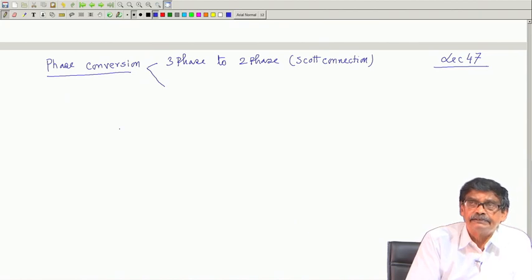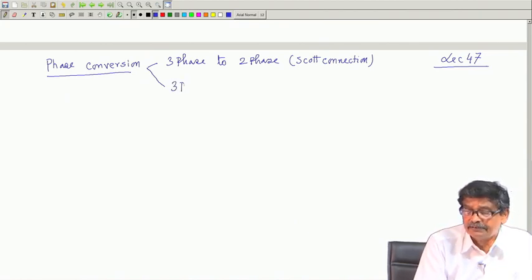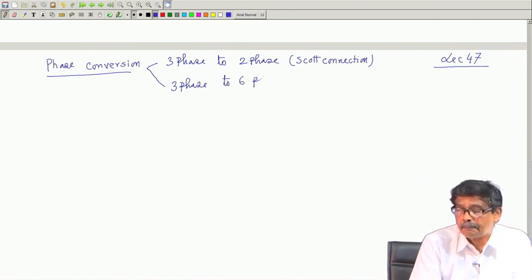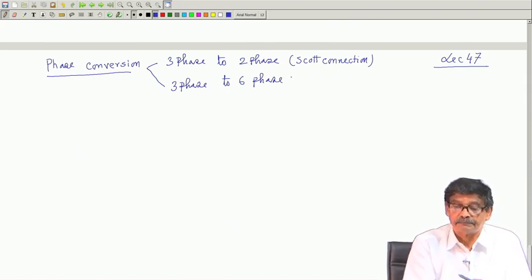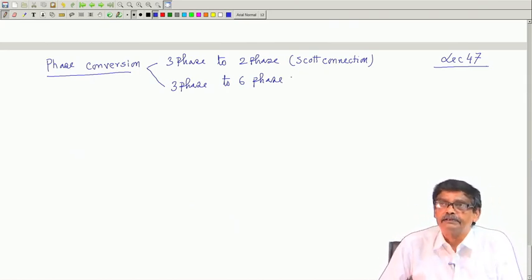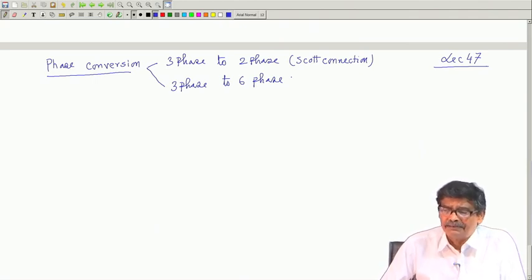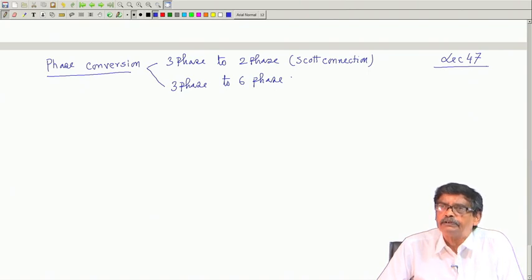Similarly, another connection is 3 phase to 6 phase conversion. A 3 phase supply is there, and you require a 6 phase supply. There are motors which are 6 phase. 3 phase balanced to 6 phase balanced system. A 6 phase balanced system will have 6 voltage phasors which are 60 degrees apart, whereas a 3 phase system has 3 voltage phasors of equal magnitude 120 degrees apart.